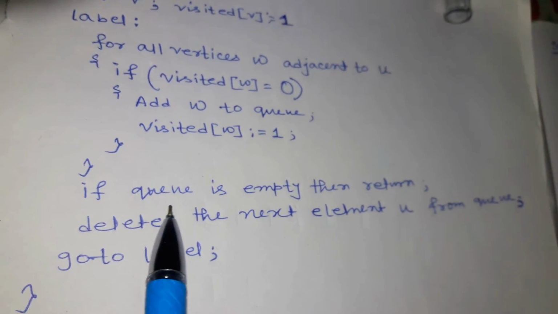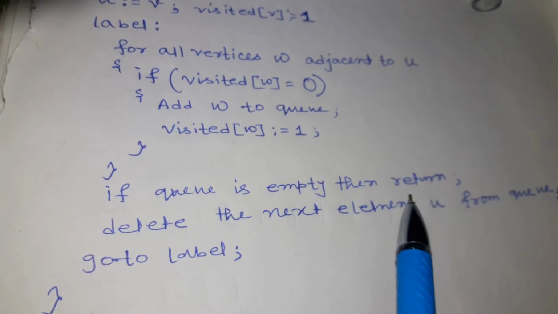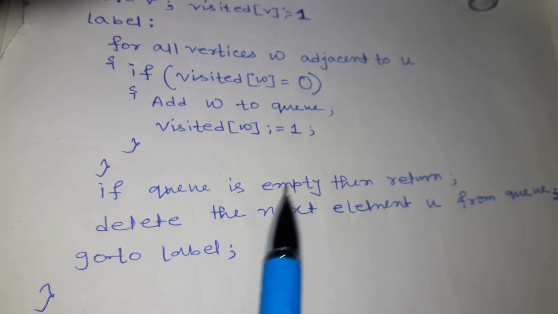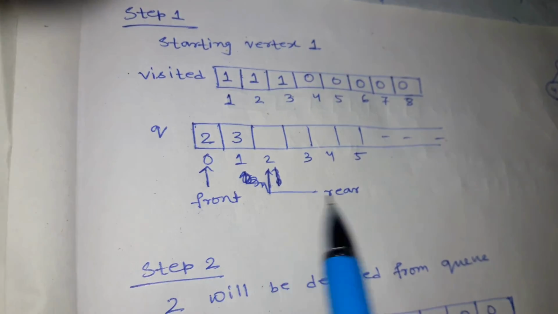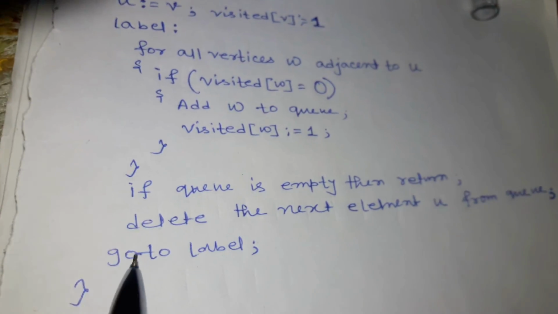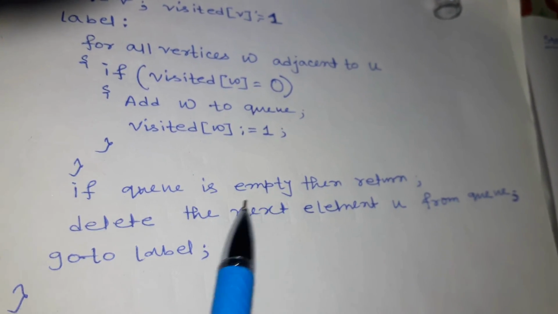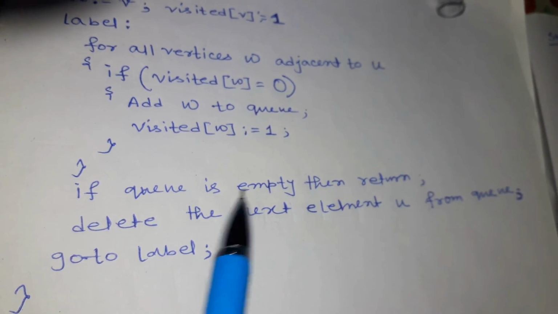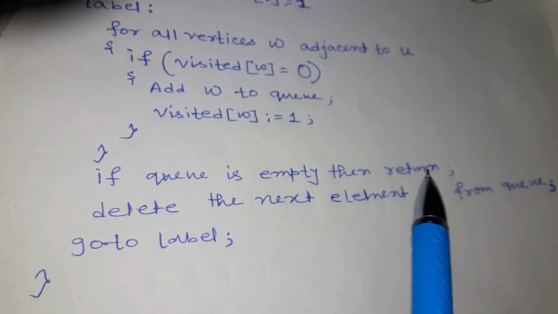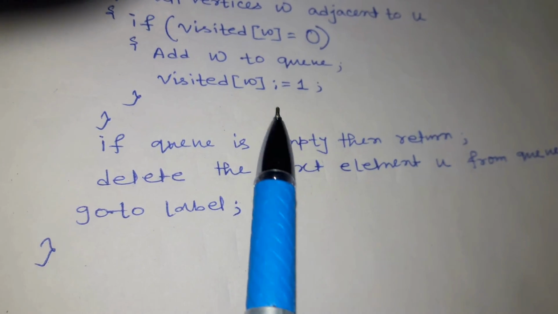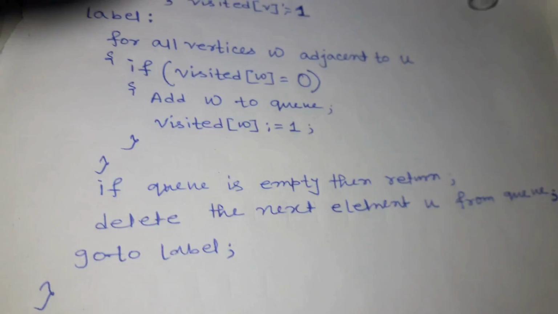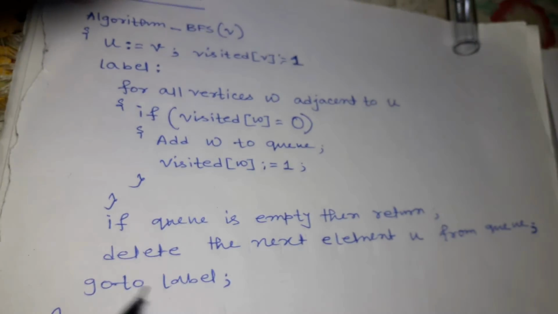So see here, if the queue is empty, means if front is equal to rear. So see here, front is not equal to rear. So the if part will not execute, means control will not be returned to the main function.